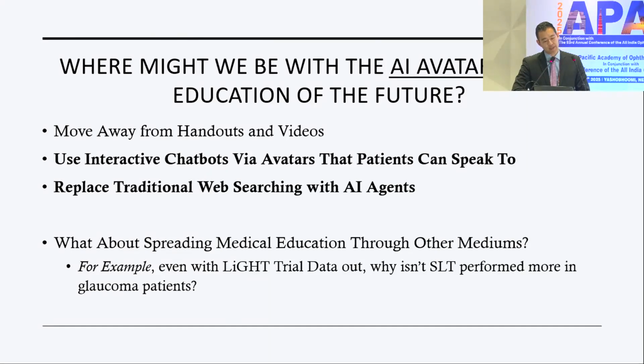So where might we be with the AI avatar patient education in the future? I think we can move away from handouts and videos. We'll be using interactive chatbots via the avatars that patients can speak to while they're waiting to see you in the waiting area. It may replace traditional web searching by AI agents finding the information that the patients really are wanting to know, not what we want to tell them.